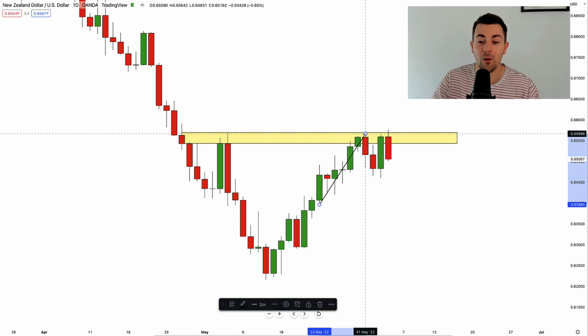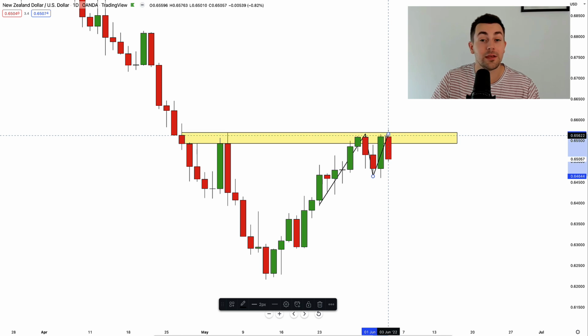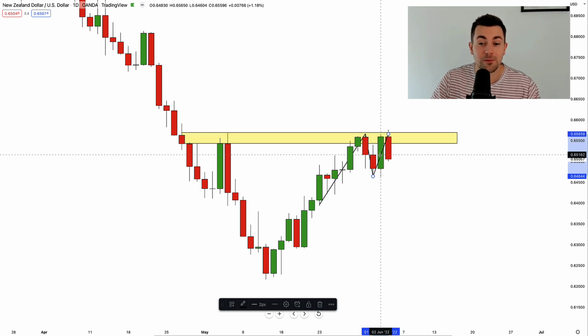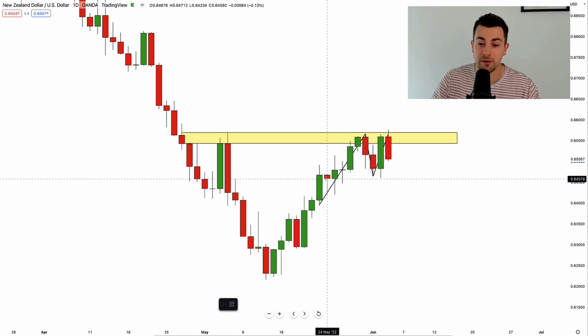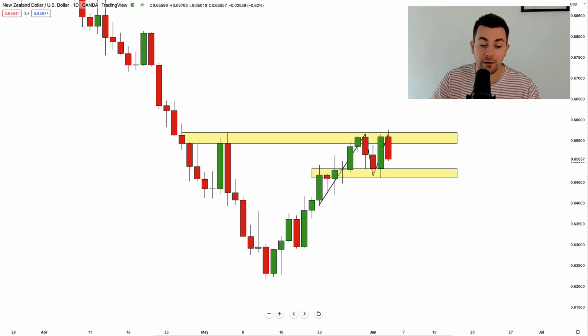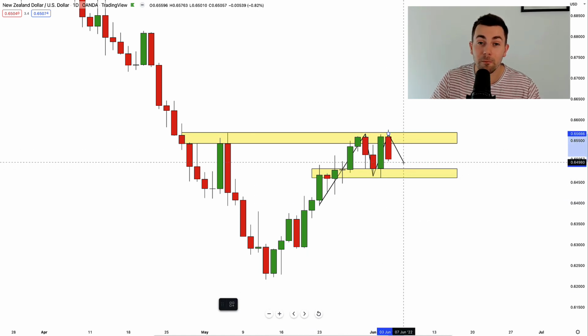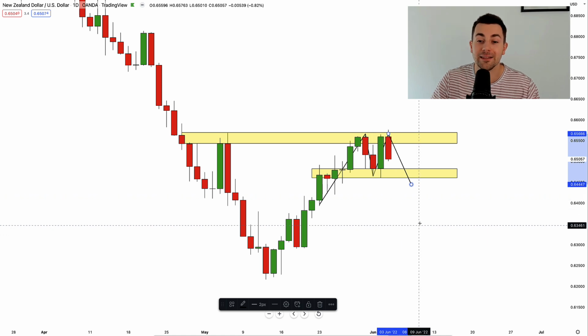Yes, here is our high, and the market retraced to a higher low, and then right here we got an equal high. So here we have a very nice double top formation, traders. And this double top formation we will trade next week. Yes, here's the neckline of the double top formation. So our plan here on the New Zealand dollar is to patiently wait for a bearish breakout of the neckline.